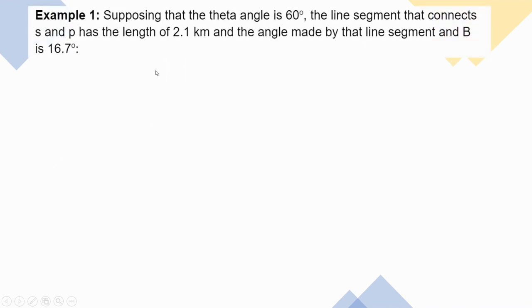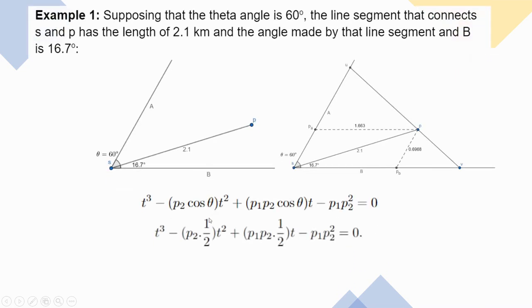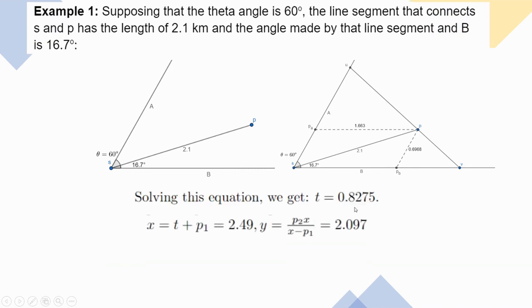Given the specific example, theta equal to 60, this small angle is 16.7, and SB is 2.1. Using the cosine formula, we can find P1 and P2. And applying the method we have proved above, we have t equal to this. Then we solve for x, y, and substitute to find the shortest line segment.